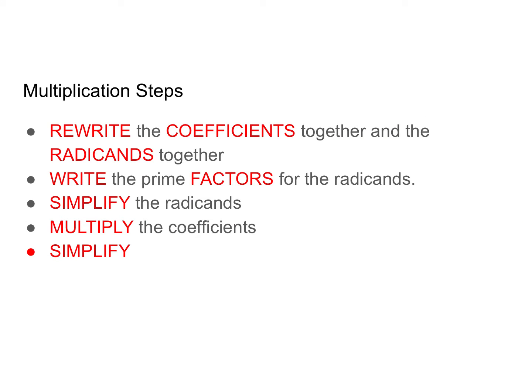All right, let's talk about multiplication. So again, addition and subtraction have one rule. Multiplication and division have the same rules. There's just one area where it's a little bit different. With multiplication, we're going to rewrite the coefficients together and the radicands together. So the radicands are the numbers underneath the square root sign. We're going to write the prime factorization for the radicands. We're going to simplify the radicands, multiply the coefficients, and eventually simplify all the way down.